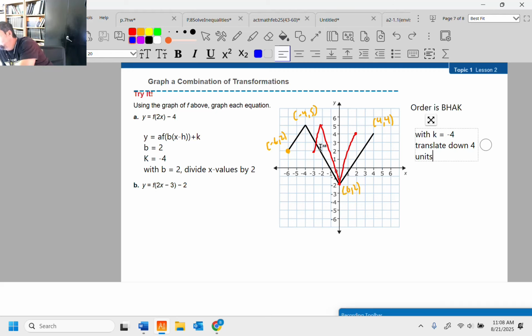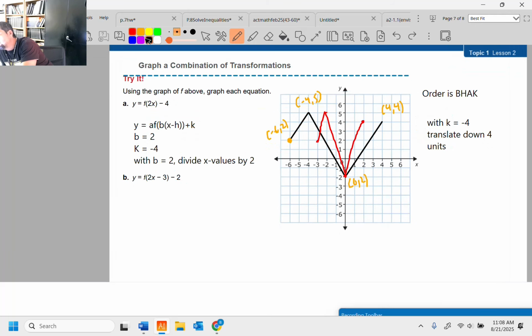Down 4. The fun part's when somebody asks you to do everything at once, when they give you all the letters. That's when it gets fun. Down 4. And this kind of stuff actually gives me a headache after a while. It does. I'm not going to lie.